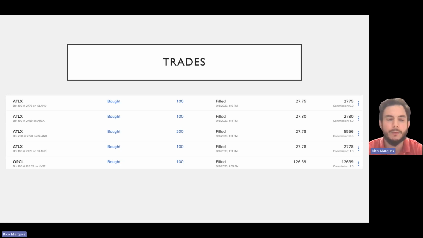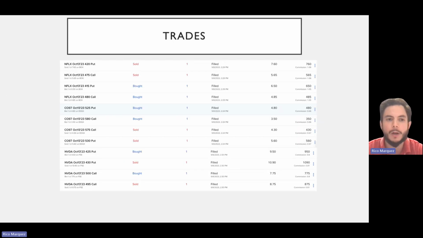So here we have, for Atlas Lithium Core and Oracle, about 500 shares of Atlas and 100 shares of Oracle at these prices and when they were filled. I also bought 3 iron condors. We could see those trades here. They were for Netflix, Costco, and NVIDIA.